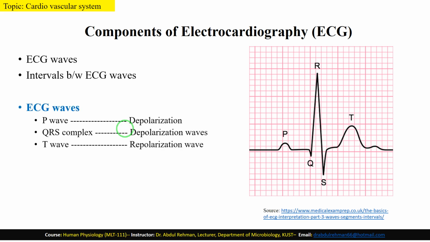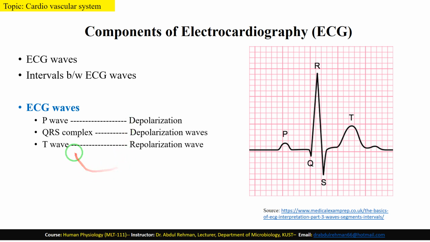First, ECG waves. There are three basic waves: the P wave, the QRS complex, and the T wave. The first two waves are depolarization waves. What does it mean? It means that in the case of the P wave, the atria, that is the upper portion of the heart, are in contraction, while the QRS complex indicates that the lower portion of the heart, that is the ventricles, are in contraction. While the T wave is the repolarization wave, indicating that the ventricles are in a resting stage.